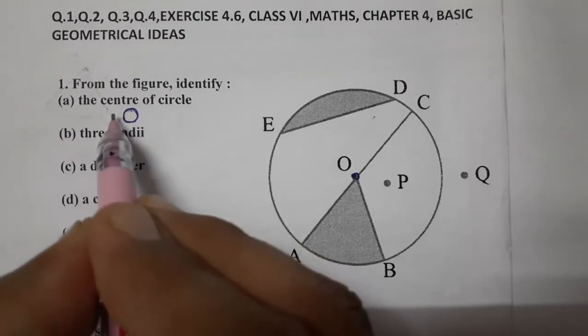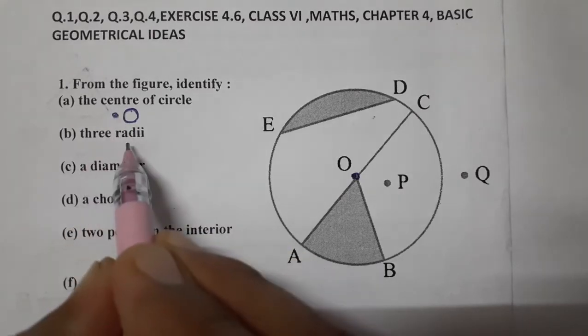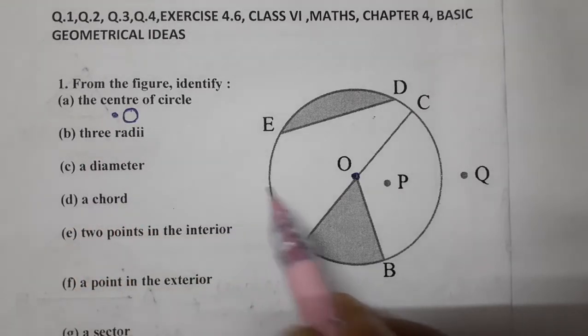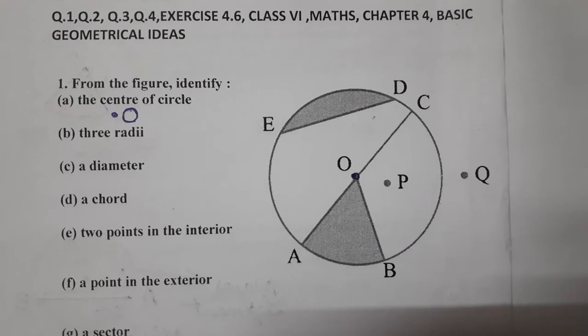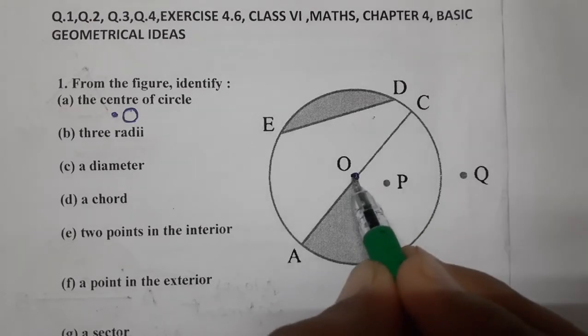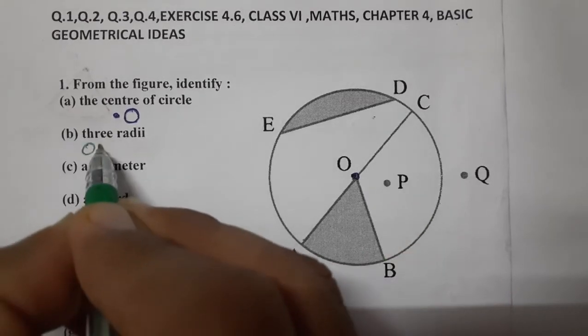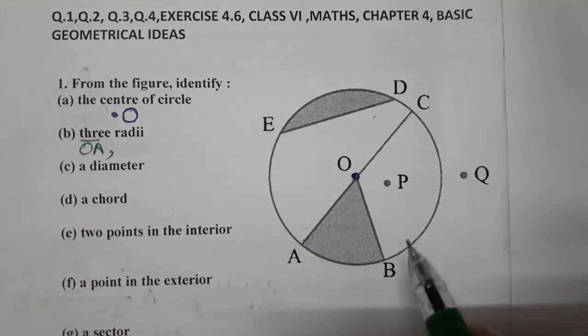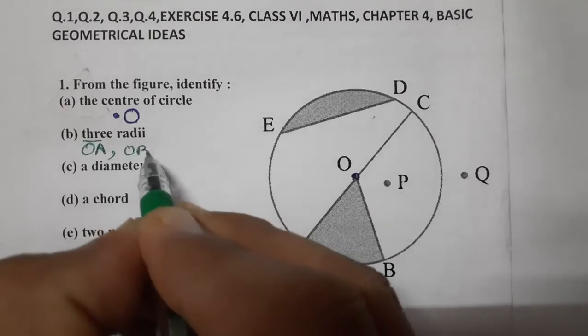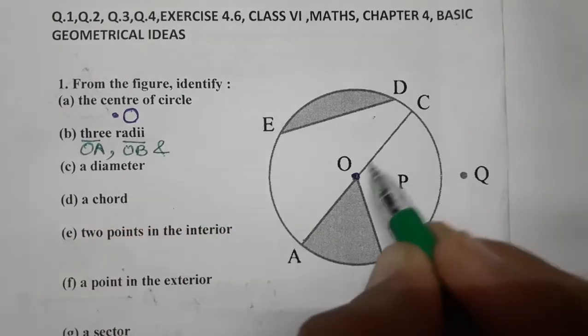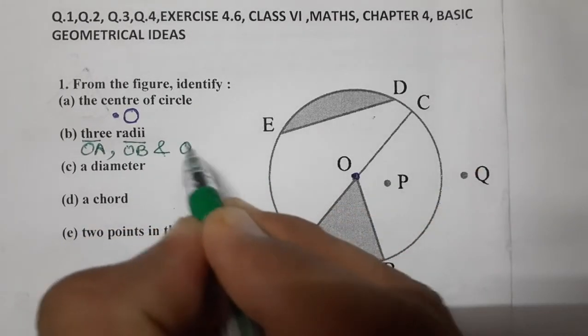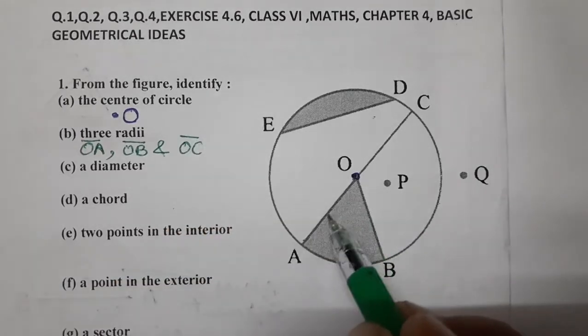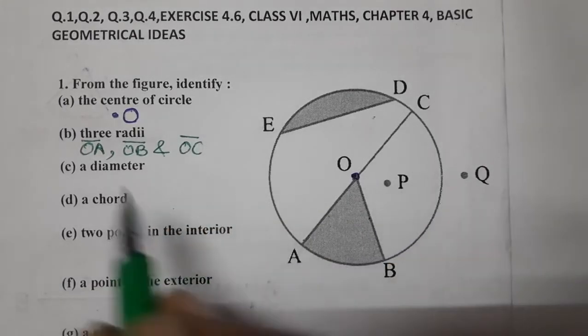Next, this point O, 3 radii. 3 radius we have to write. So there are so many radius. So let's write 3 radius. One of them is OA. Then second one, OB. And the third one, OC. So there are 3 radius in it and we have written all the 3, OA, OB, OC.